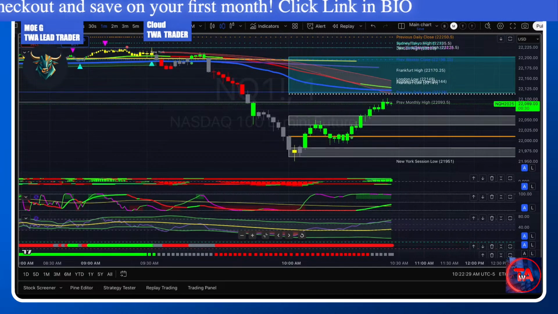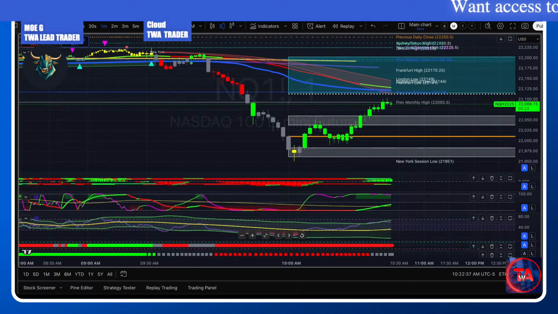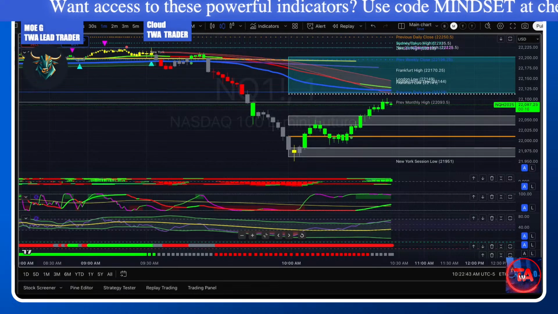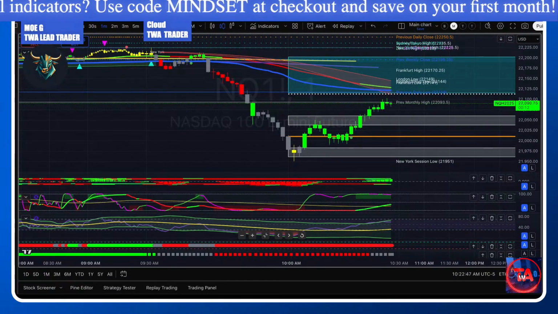Do we have a 15-minute close below that area we'd like to look at? Oh shit, we should have. We did have a 15-minute close below that level. Oh no. Yeah.